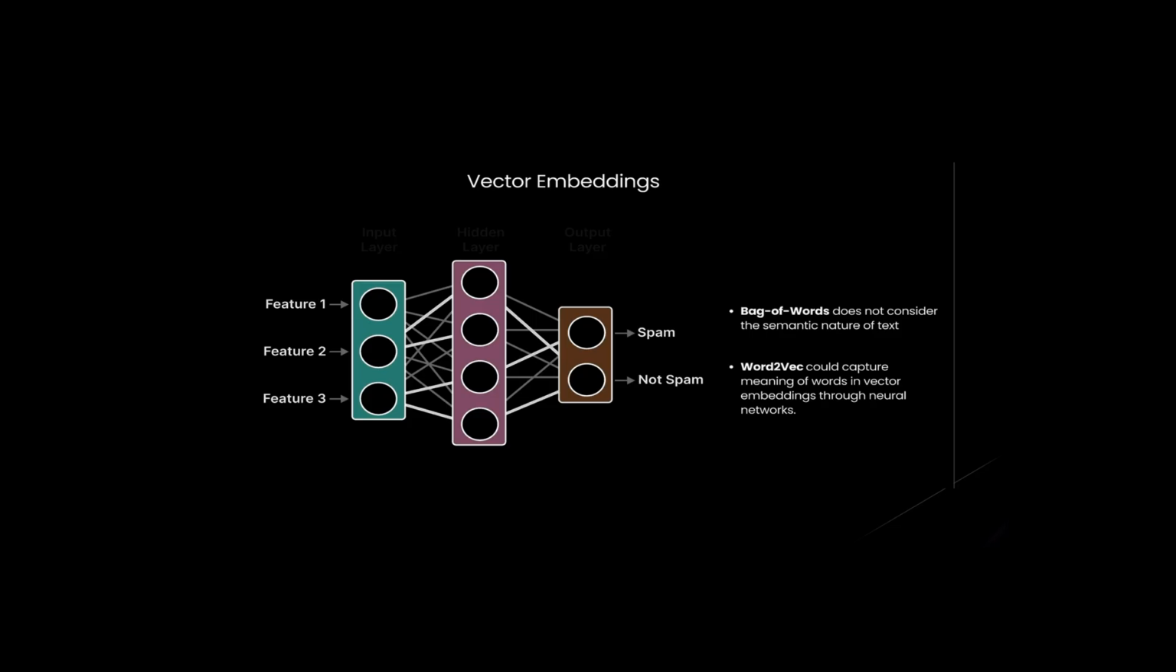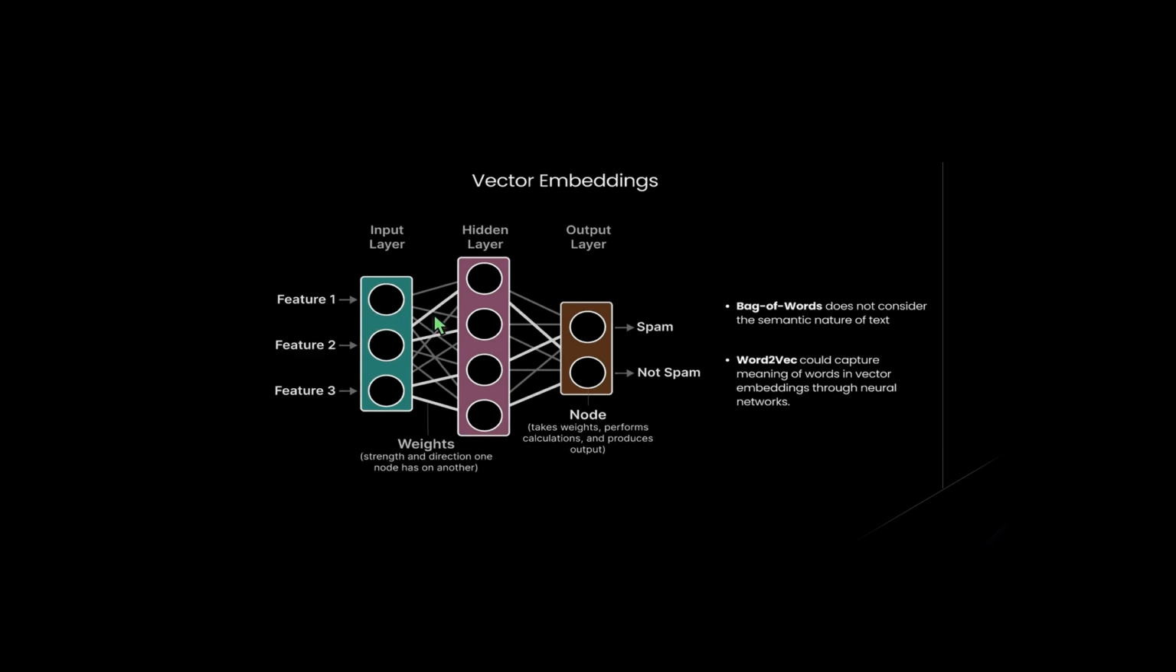To address this limitation, the Word2Vec model was introduced. Word2Vec converts words into vectors in such a way that similar words have similar vector representations. This model uses neural networks to learn word meanings and relationships by identifying patterns in large text datasets. Through training, Word2Vec learns to place related words close together in the vector space.